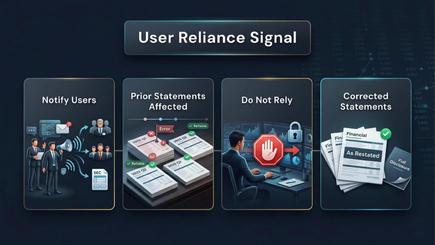When a material error is discovered after financial statements have been issued, users must be told clearly that the old statements for affected periods should no longer be relied upon. This is not just a clerical update, it is a user reliance signal. Management, auditors, and those charged with governance may need to communicate through filings, press releases, direct communication, or other appropriate channels depending on the entity.